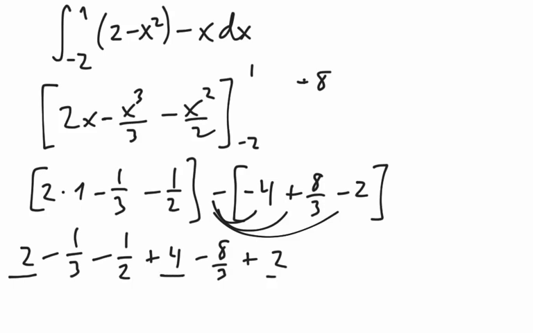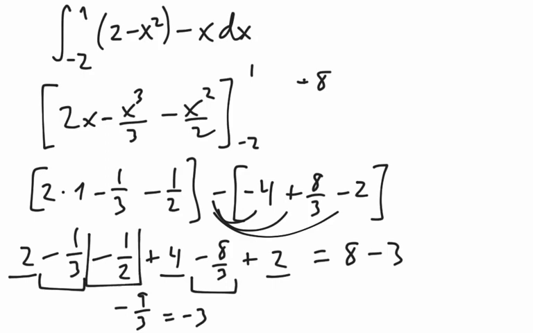Combining the whole numbers, we're going to get 8. Notice here that minus 1/3 and minus 8/3 is minus 9/3, which is minus 3. So we have 8 minus 3, and then we have the very lonely 1/2 that's left over. 8 minus 3 is 5. 5 minus 1/2 is 9/2. So that is your answer.